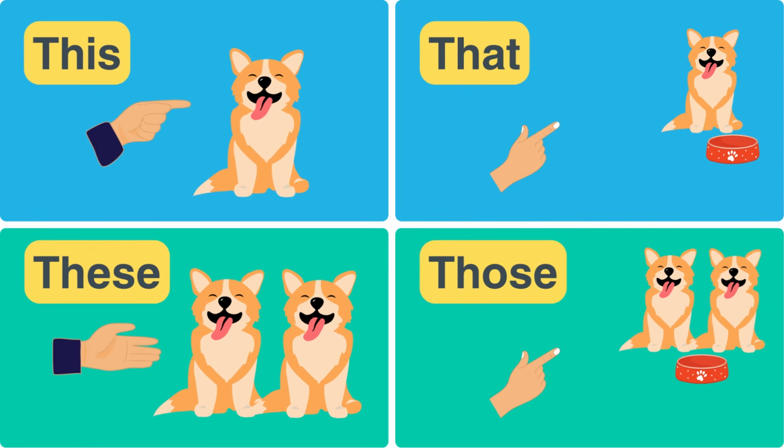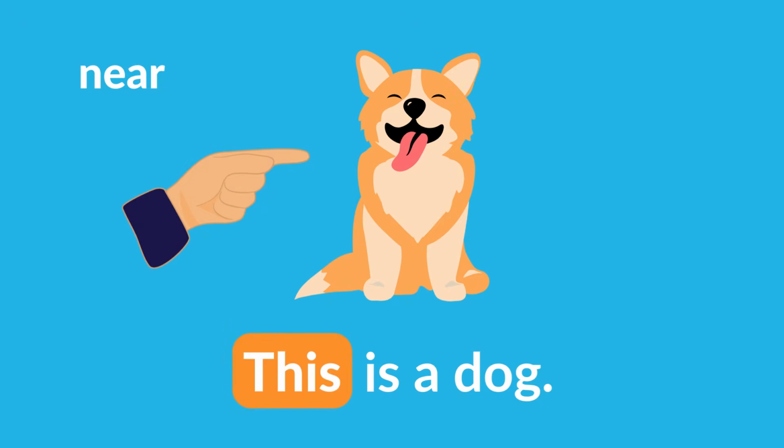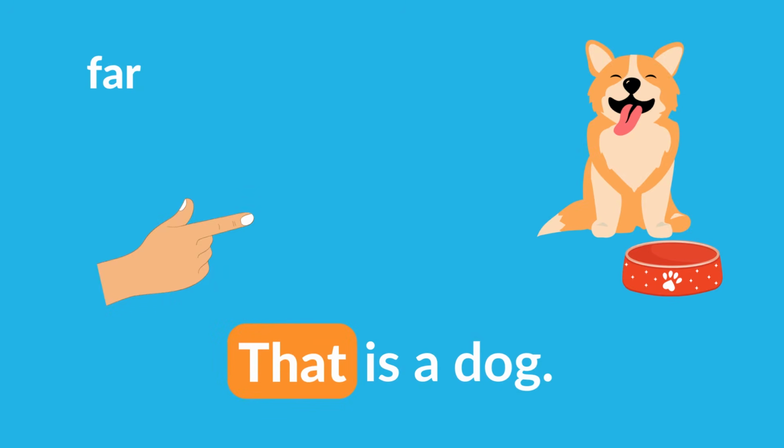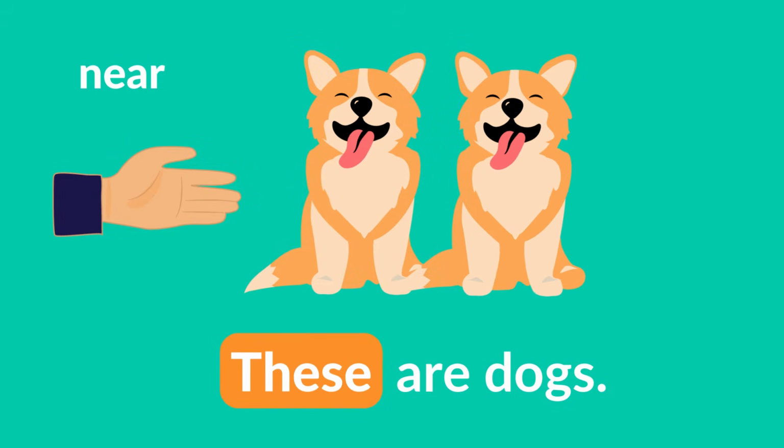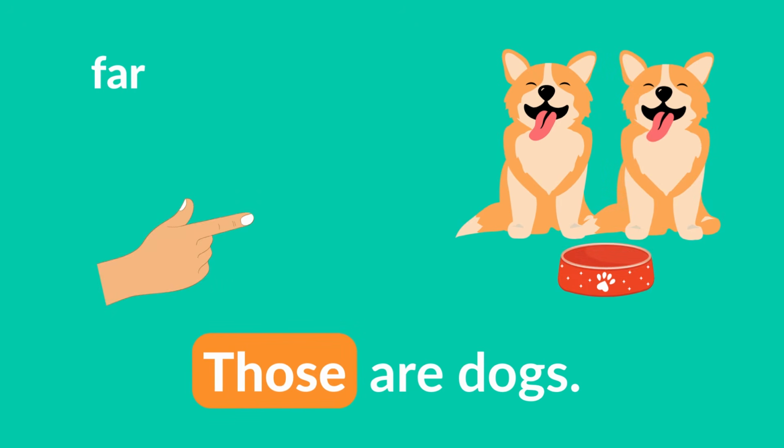This, that, these, those. This is a dog. That is a dog. These are dogs. Those are dogs.